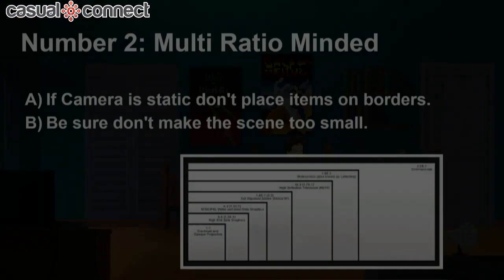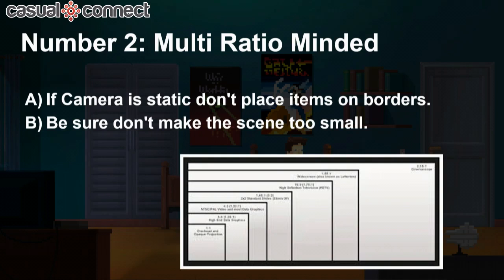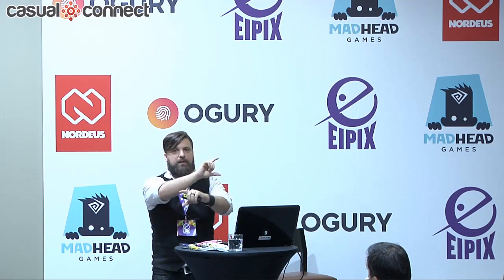So, be mindful about multi-ratio screens. If there's a room where the camera doesn't move, don't put many things on the sides. Don't put things on the sides that the player has to use. Otherwise, when you change the ratio of the screen, you are going to be screwed. And be sure you don't make the scene too small, because otherwise you are going to end up with black patches on the sides.